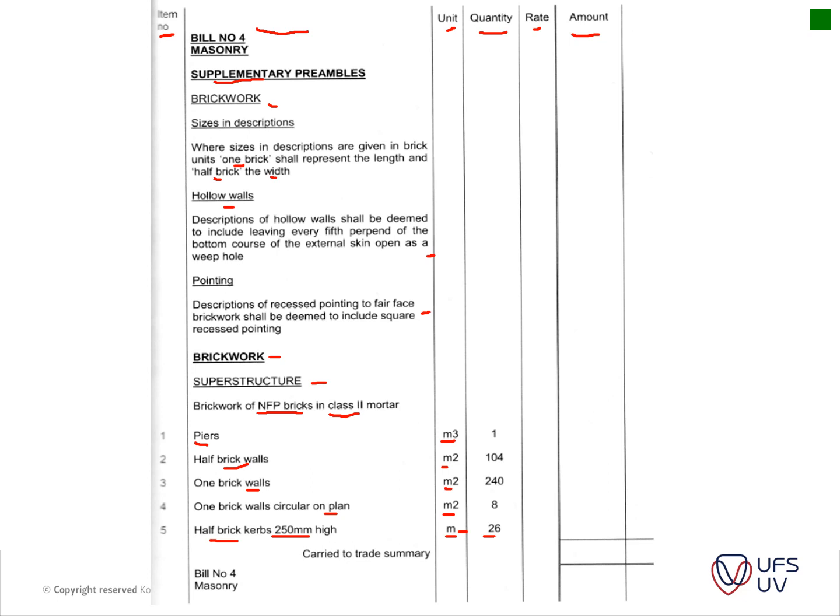Okay, in the previous slide they indicated that the contractor puts in his rates here. That's multiplied with the quantity measured. You get your amount here, and that's added up and put into this item here. What they've said here is that this is carried to the trade summary, so this is carried to the end of the masonry bill.